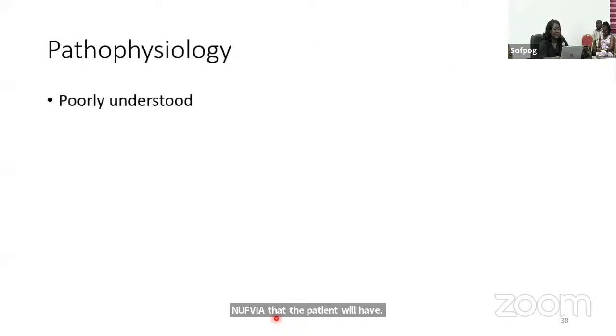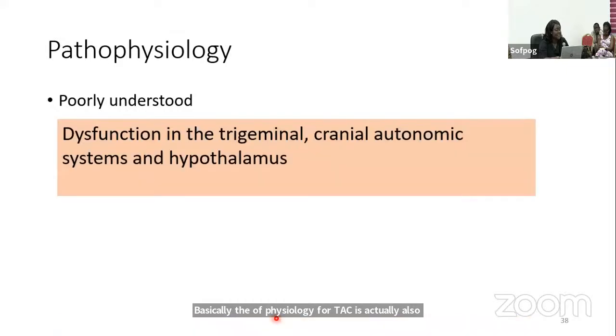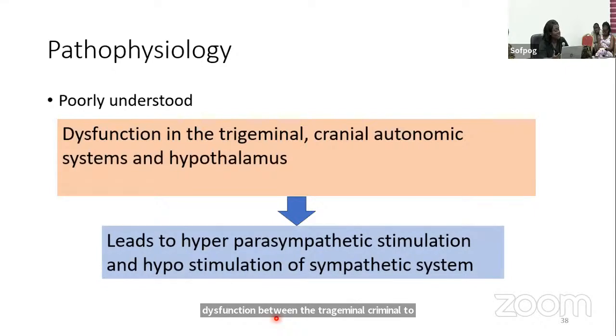Basically, the pathophysiology for TACs is also poorly understood, but it is believed that there's a dysfunction between the trigeminal, cranial autonomic, and then the hypothalamus, which leads to hyperactivity of the parasympathetic system, leading to lacrimation, rhinorrhea, sweating, and all that. And then hypostimulation of the sympathetic system, which leads to miosis and then ptosis of the eye.